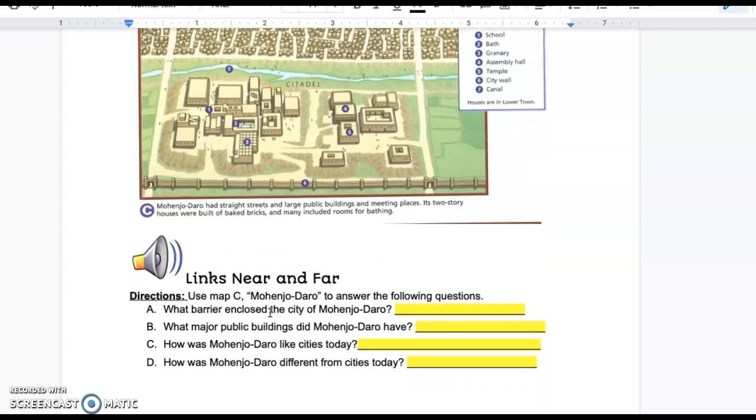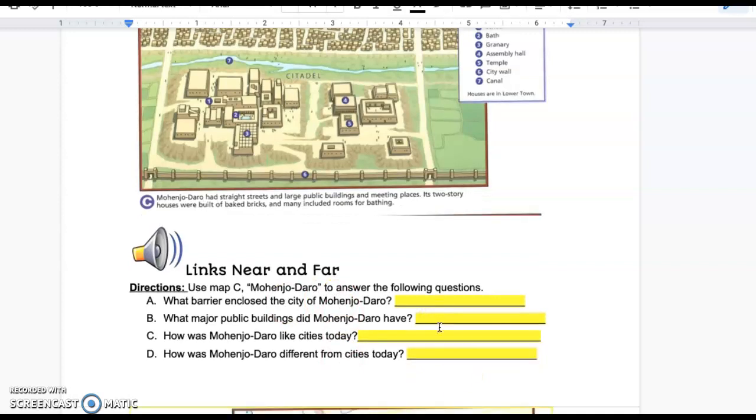Letter B. What major public buildings did Mohenjo-daro have? And type your answers on the yellow line. Letter C. How was Mohenjo-daro like cities today? And type your answer on the yellow line.